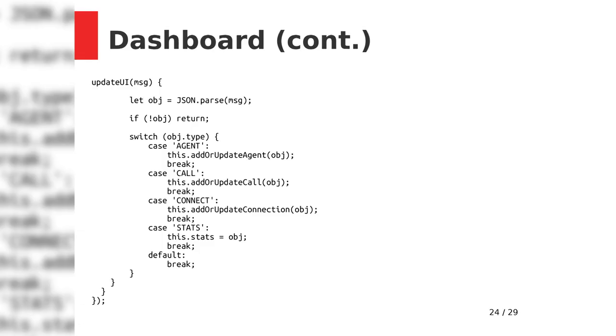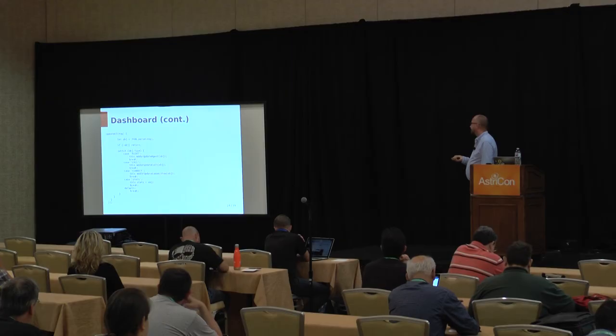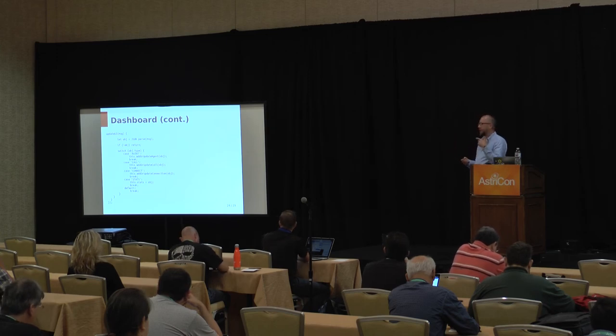And this is the update UI method, which, when it gets all these JSON objects, is going to parse them. First of all, it's text, so it's going to parse it into JSON. If it parses into a JSON object, it's going to check the type, and then it's going to do an update. If it's an agent, it updates the agent, call, and connection. And for stats, it is just one object. It's just going to exchange the object that is already there with a new one.